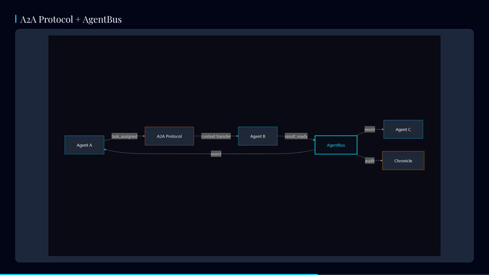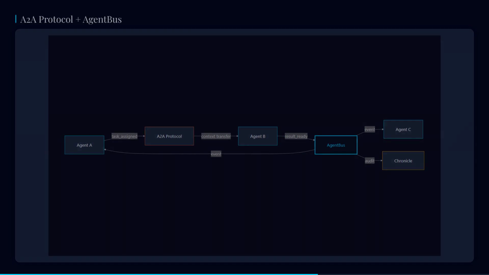Every communication is audited through Chronicle with credential chain passports. You can trace exactly which agent said what to which other agent, when, and with what permissions.